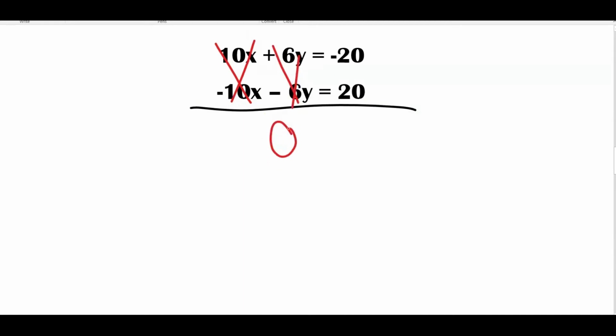And then over here, my negative 20 and my positive 20 cancel out, and I'm left with 0 on this side. This is different, though. This is actually a true statement, because 0 does equal 0. And what that actually means is these are the same line. A solution is where they cross. Well, if I graph one of these lines and then graph the other line, they would be on top of each other. They are the exact same line.